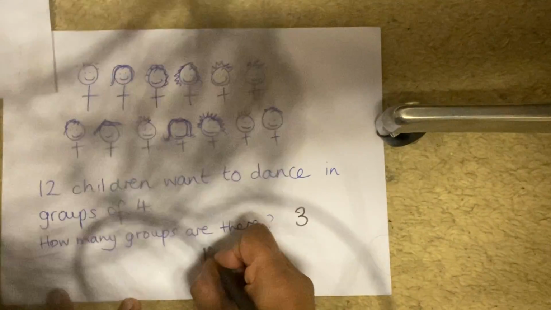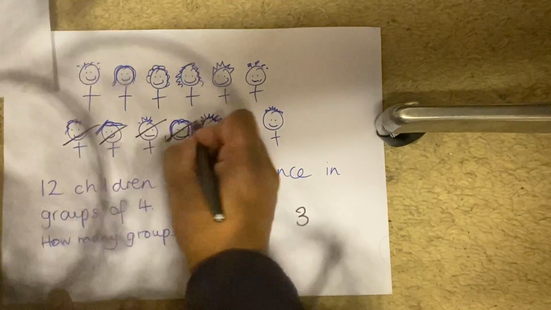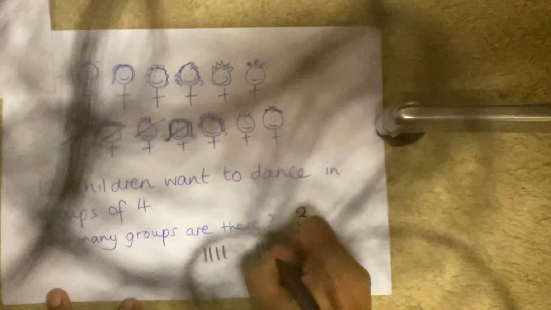You can go 1, 2, 3, 4. You cross out 1, 2, 3, 4. And then you go 1, 2, 3, 4. And then another group. Oh, there's one group. 1, 2, 3, 4. 1, 2, 3, 4. Oh, there's one more there. There we go. Okay, so there we go.